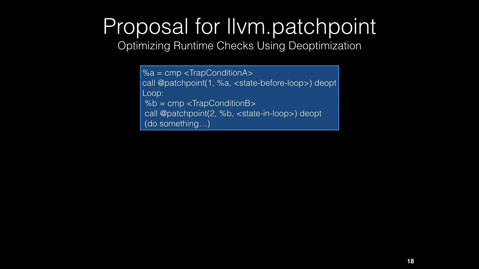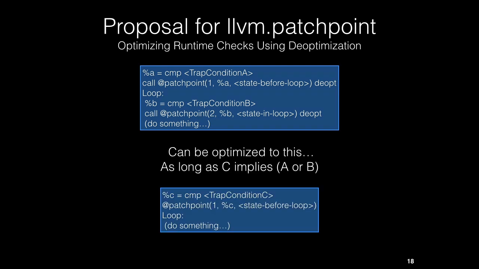Similarly, there's a check inside the loop on a different condition, condition B, and that's a different bytecode location and different state. Now, I don't like patch points in my loops, so I want the code to look like this. And I can do that as long as I can find a condition that implies both A or B. It's logically equivalent. Now, what happens if condition B is true? I know we're never going to enter the loop, and that's fine.